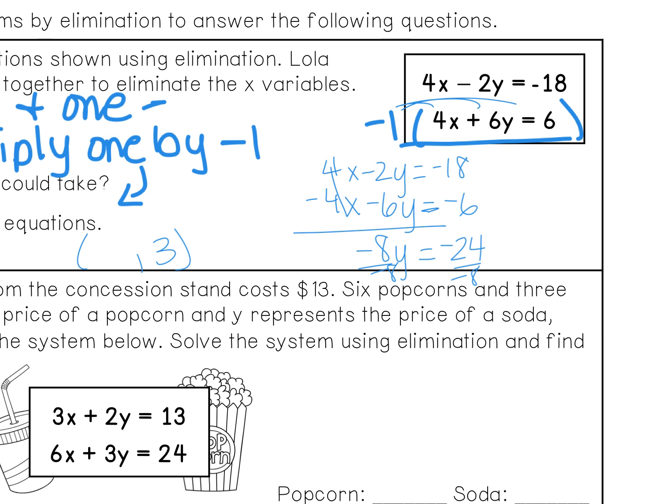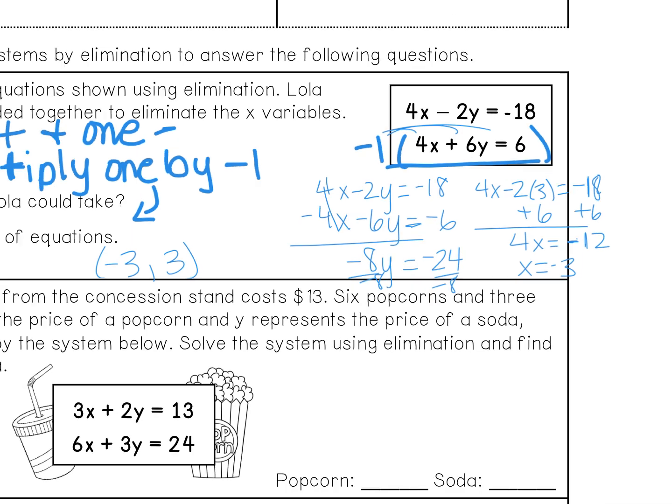And then we need to plug that in. So 4x minus 2 times 3 equals negative 18. This is a negative 6, so the inverse is adding it. 4x equals negative 12. And when I divide by 4, x is negative 3. So my coordinate is negative 3 and a positive 3.